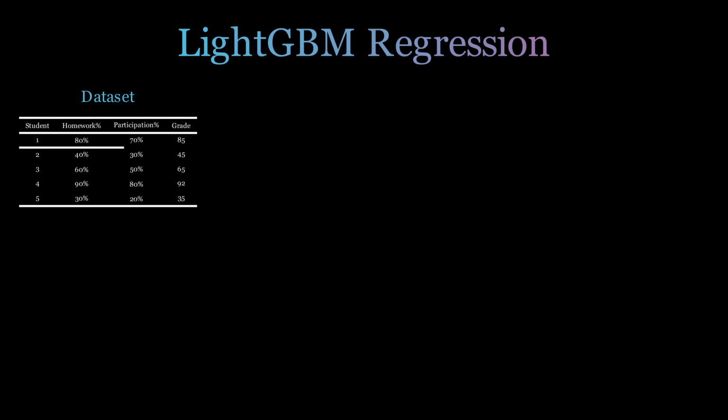Let's learn how LightGBM regression works step by step using a simple example of predicting student grades based on their homework submission rate and class participation. Here is our data set. We have 5 students, and we want to predict their grades based on their homework submission rate and class participation.